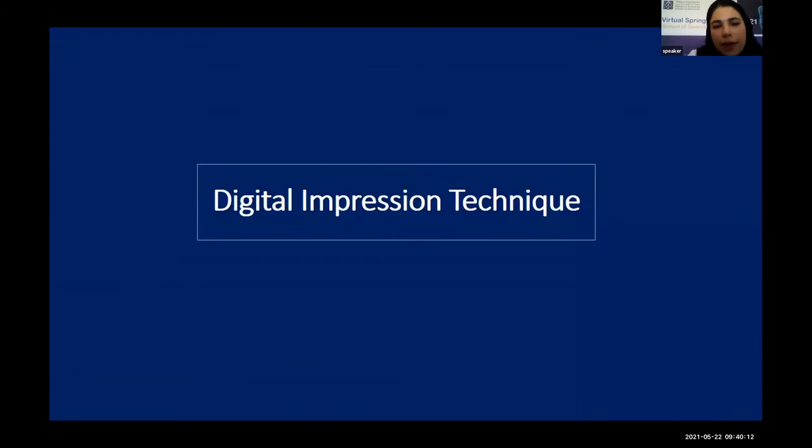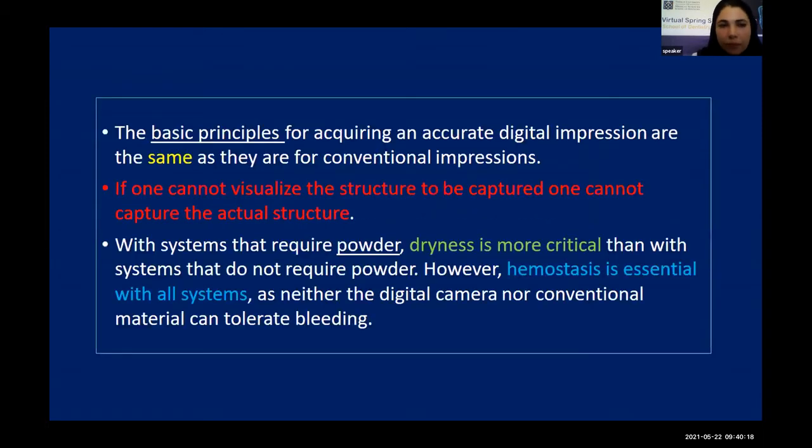Now, let's make a rapid review of digital impression technique. It's very important to know that the basic principles for making an accurate digital impression are the same as for conventional impressions. If you cannot visualize the structure to be captured, you cannot capture the actual structure. Dryness is very essential and critical. Hemostasis is essential in all systems, and these rules are the same for conventional impressions.